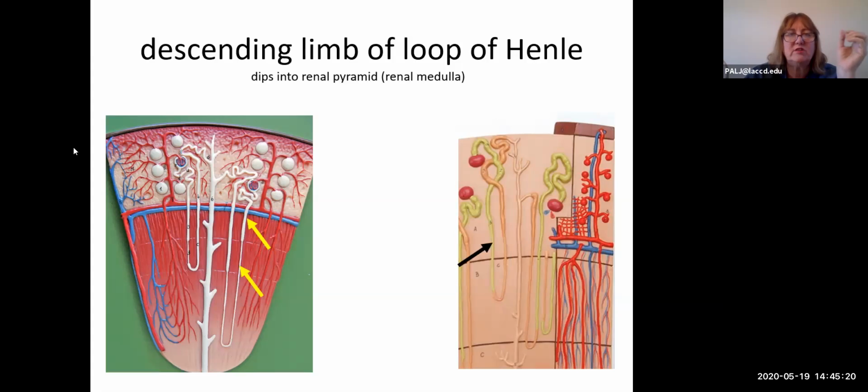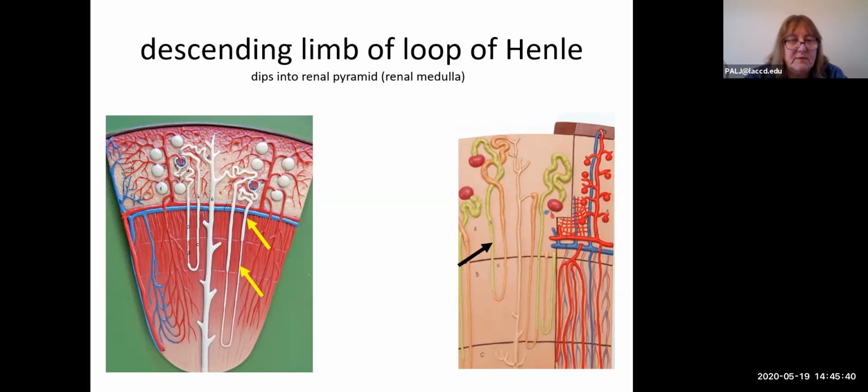So as soon as you leave the proximal convoluted tubule, what you're actually entering is the descending limb of the loop of Henle. Now, it is not a descending loop of Henle. It is a descending limb of the loop of Henle. And so that's dipping down into the renal pyramid.